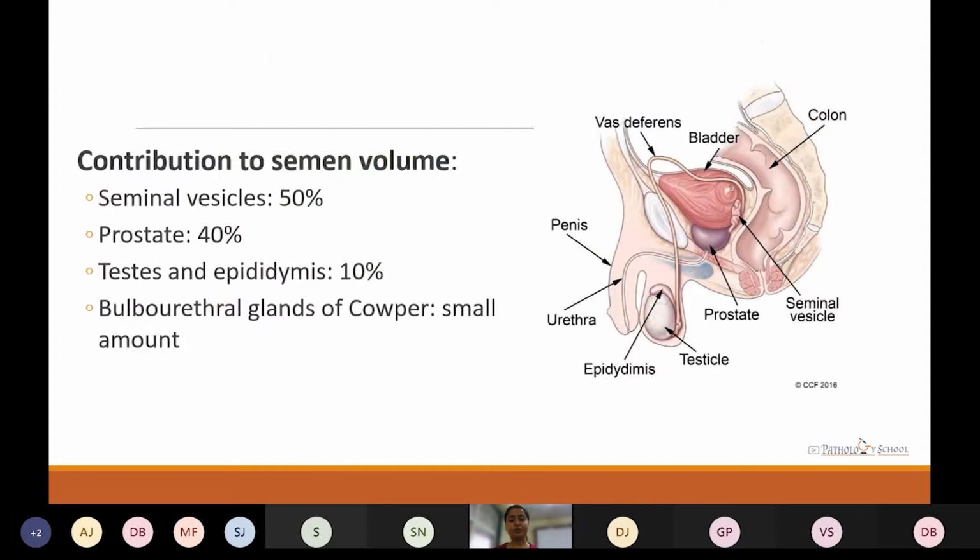The contribution to the semen volume: the organ which contributes the most is the seminal vesicle, about 50%. Then we have the prostate, which contributes 40%, and then the testis and the epididymis, which contribute 10%. And lastly, the bulbourethral glands of Cowper contribute a small amount.